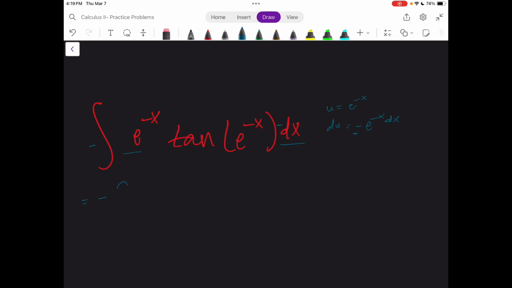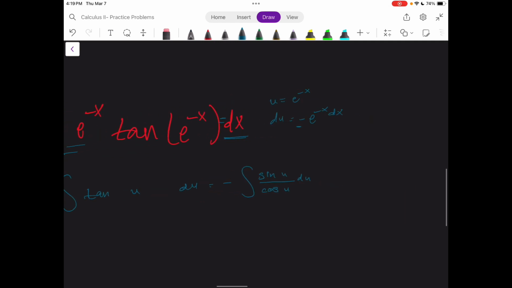Now we have the negative integral, and like I said, this and this and this negative all make our du, and we just have tangent u. And as you might guess, doing the integral of tangent is the same as doing the integral of sine over cosine u du.